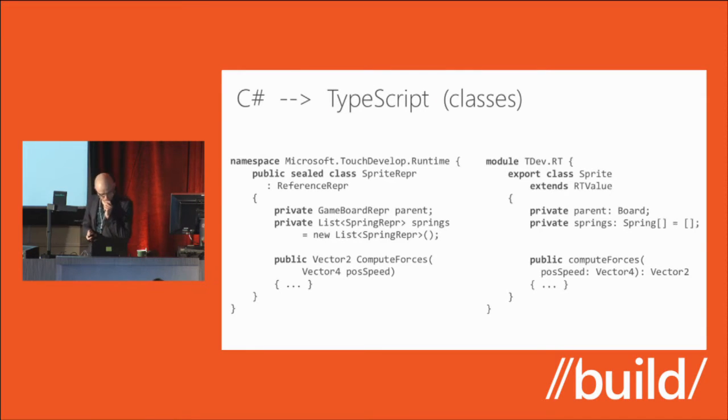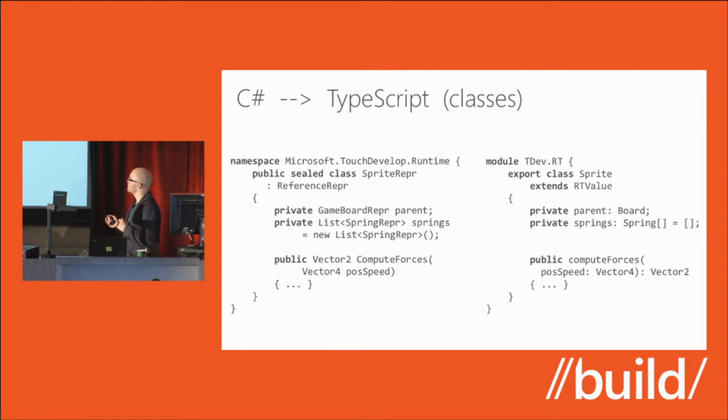Now, let me show you a bit of code. So this is a very short fragment of a class that represents a sprite on a board in TouchDevelop, in C# and in TypeScript. C# is on the left, TypeScript is on the right, as you can see. So it looks quite similar. The syntax is slightly different, but the structure is quite similar, right?